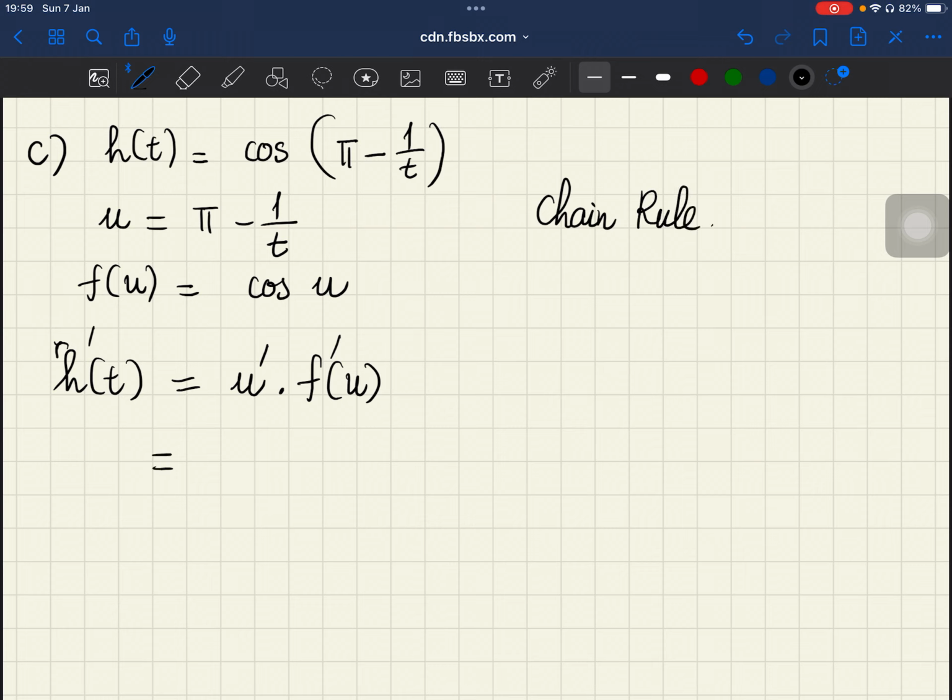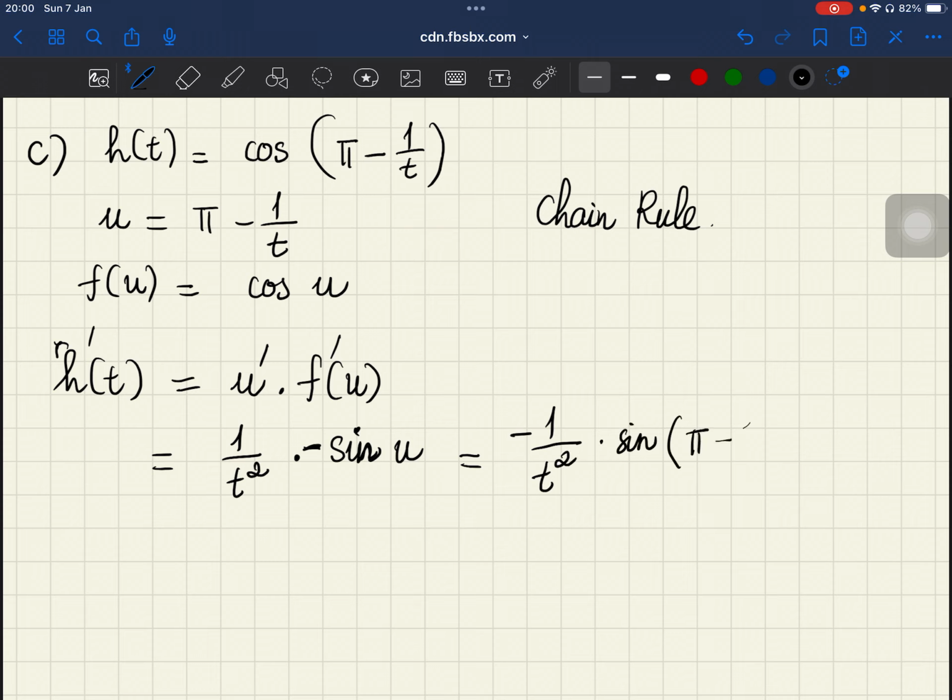So we have the first derivative of u is equal to 1 over t squared multiplied by cosine u. The first derivative of cosine is negative sine u. So we just have negative 1 over t squared multiplied by sine of pi minus 1 over t. Okay.